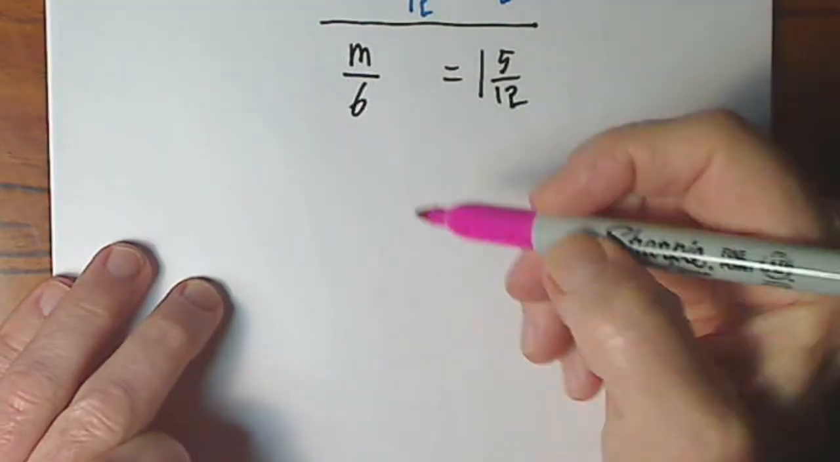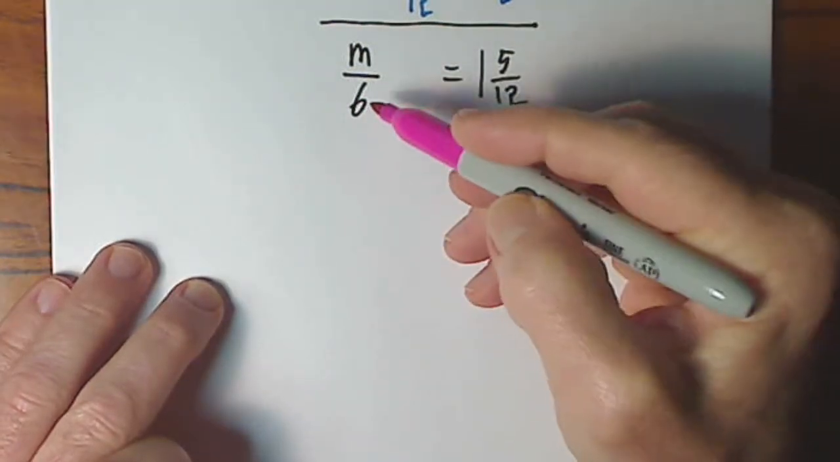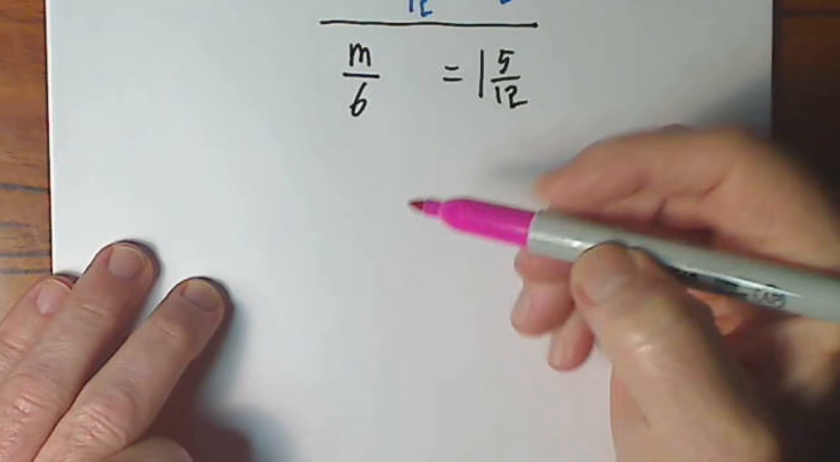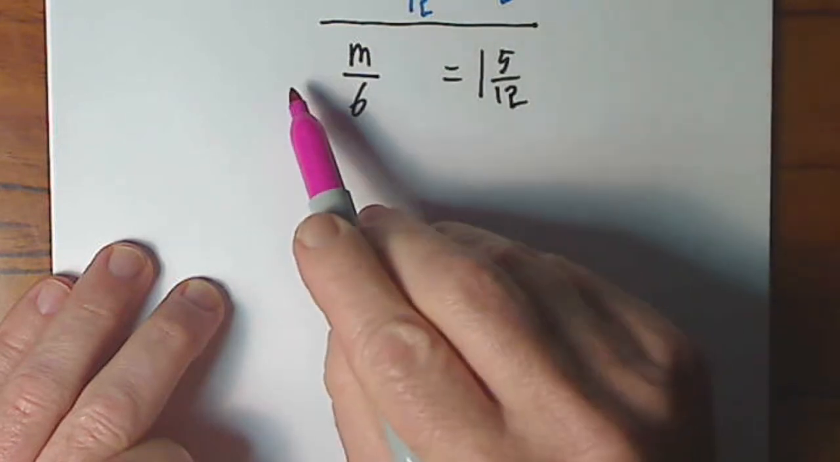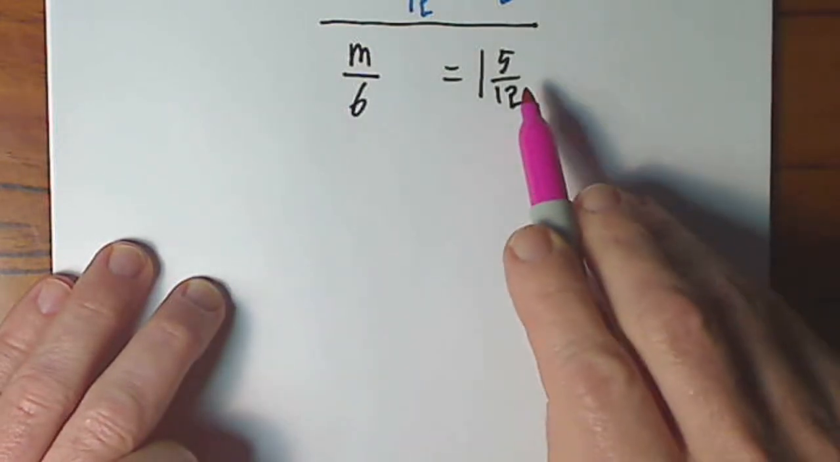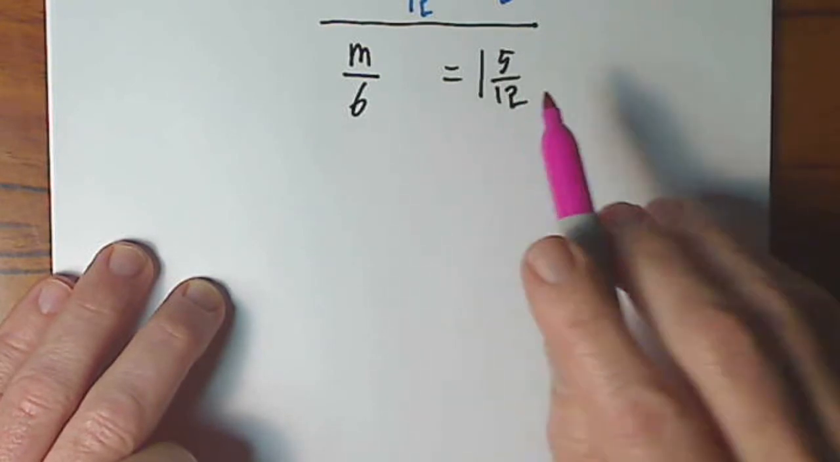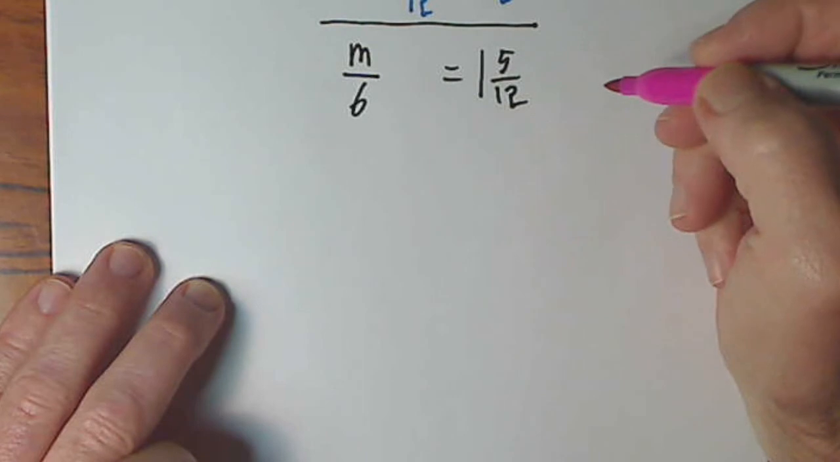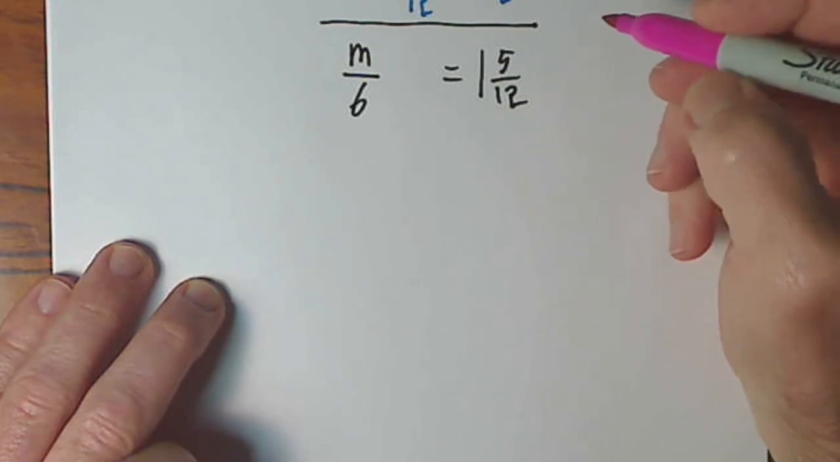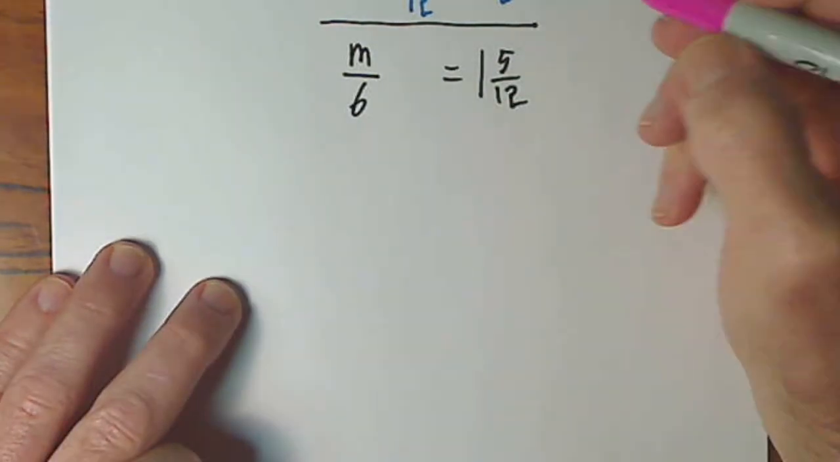To get rid of that 6, it's held there by division. That means I'm going to use multiplication to get rid of it. When I multiply by 6 on this side, that'll be very easy, but when I try to multiply by 6 over here, I really can't do that with a mixed number. So I'm going to turn this into an improper fraction so it's easy to multiply by a 6.